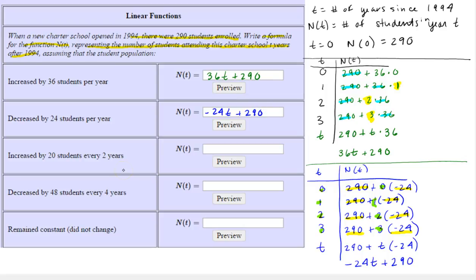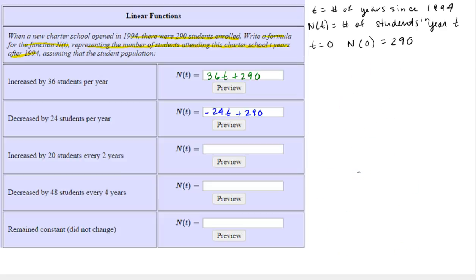Okay, let's look at the next one. I've cleared some space for our next table, so if you need to look at the other ones, you can just rewind the video a little bit. Here it says the number of students increased by 20 students every 2 years. So let's see what this looks like.